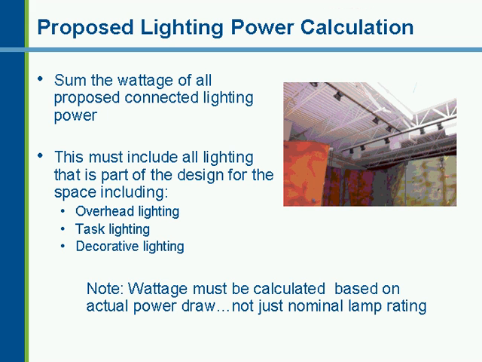So we've calculated the allowance. Now let's look at the lighting power that we're going to put into the building. The rule again is you sum the wattage of all your proposed connected lighting power, all of your luminaires, all the lighting functions, and this must include everything that's on the design for the space. This means overhead lighting and task lighting and decorative lighting. If they're part of the design, they must be included. Now, there are a couple of cases here we can talk about.